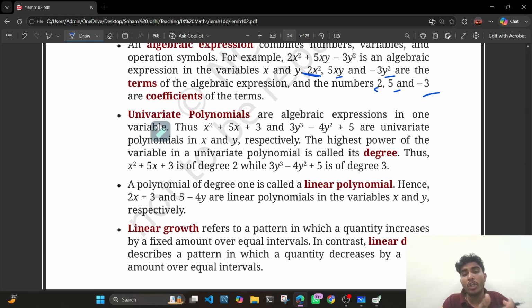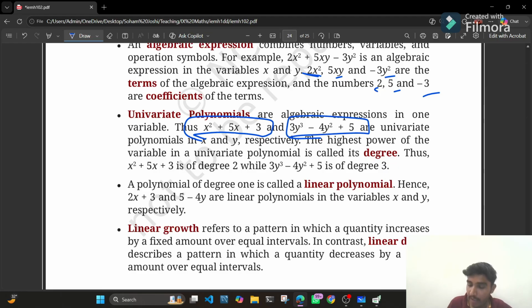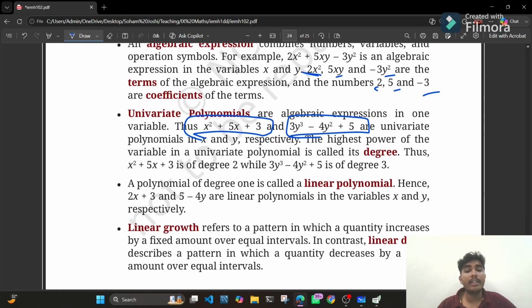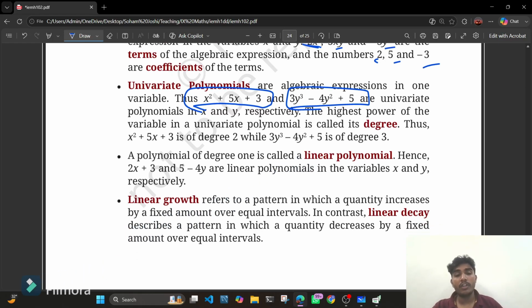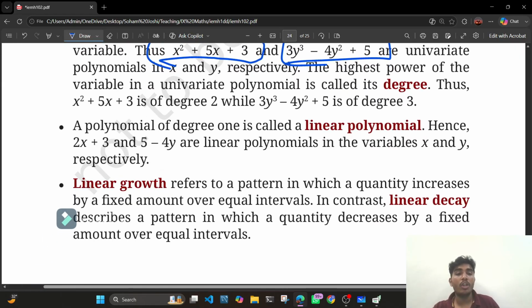Then we saw univariate polynomials. Basically, these are the polynomials having only one variable, x or y, that has only one variable. Degree may vary, but the variable is only one. Here you can see that x is the only variable in this equation, y is the only variable in this equation. Then we know that the highest power of the variable in a polynomial is called its degree. Then we saw that the degree of a linear polynomial is one, or a polynomial with degree one is called a linear polynomial. That is one and the same thing.